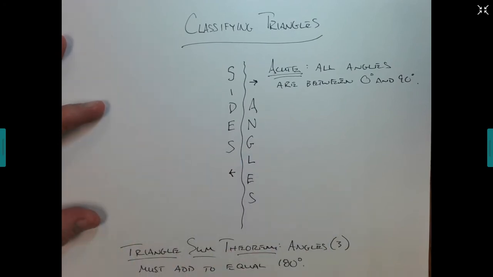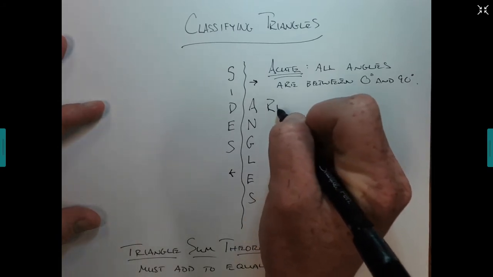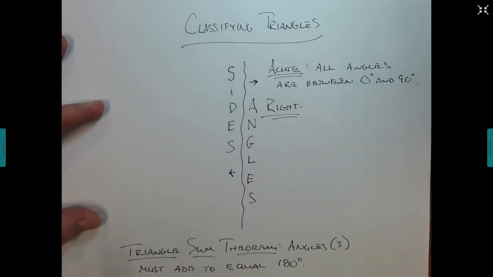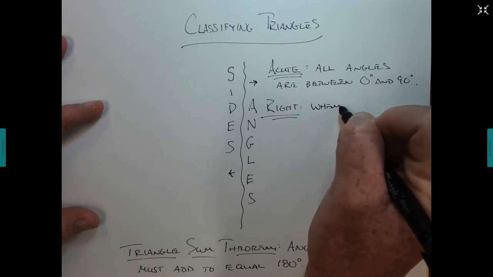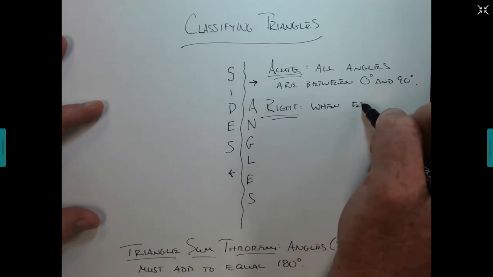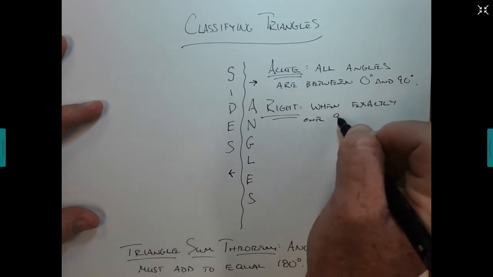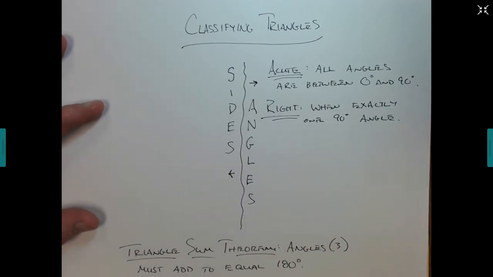Let's say one of them isn't. An angle that's equal to 90 degrees, that's what a right triangle has. Since the angles have to add up to 180 degrees, you can't have more than one being 90 degrees, because if there was a second one, that would be 180. We wouldn't have room for the third one. All right. This is a right triangle when we have exactly one 90-degree angle. The other two would be acute.